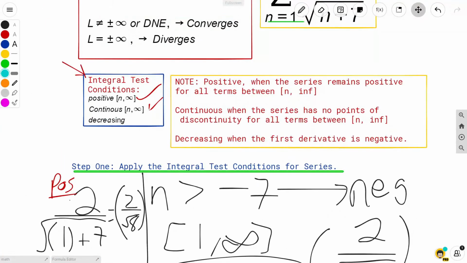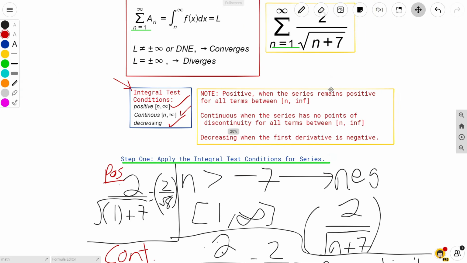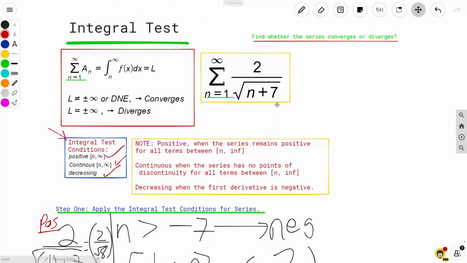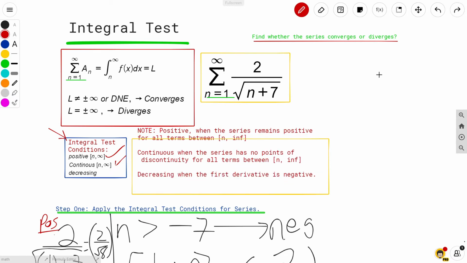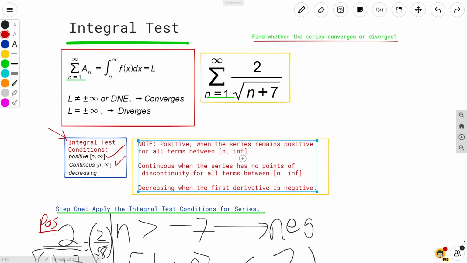Condition number 3 is just testing to see if it's decreasing. Honestly, this is the longest part of the problem. The longest part is not doing the integral test, it's checking to see if it meets all the conditions. Now we've applied all the conditions and it does meet all the conditions of the integral test. So since it meets the conditions of the integral test, we're going to apply this right here.